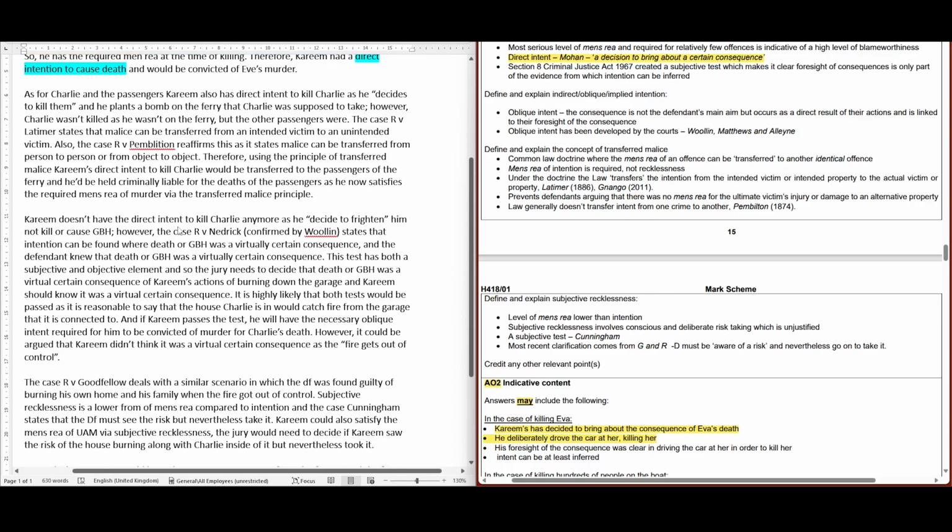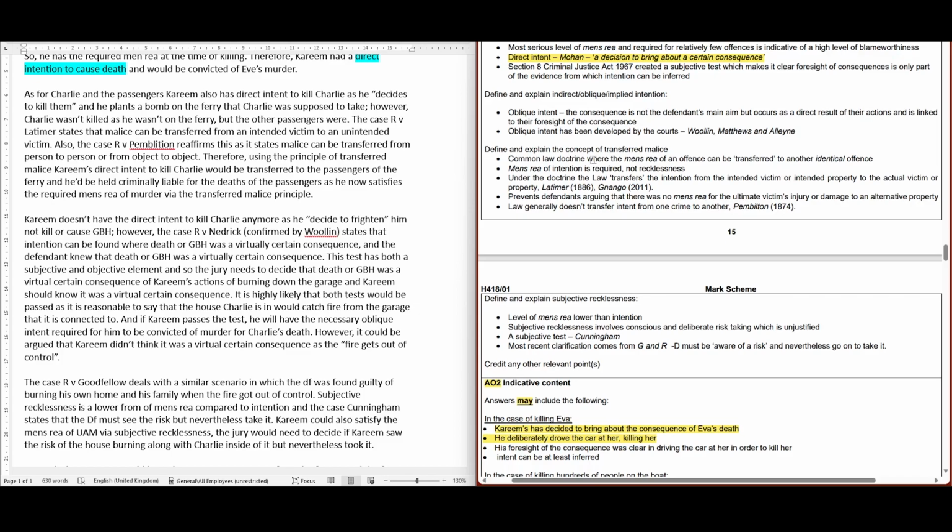So a lot of legal terminology is being used here, and relevant legal terminology, which is good because that's part of the AO2, and that shows it's a high-level answer. So this part of this mark scheme here talks about oblique intent. Here, this bit talks about transferred malice, so let's read this bit.